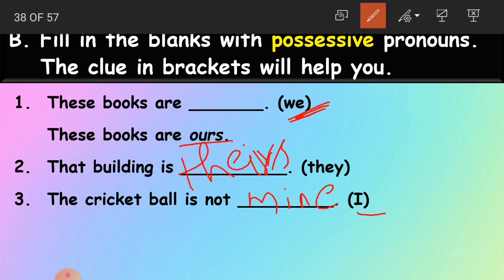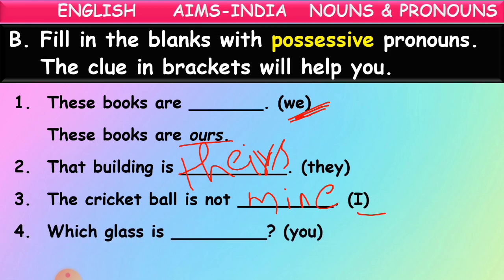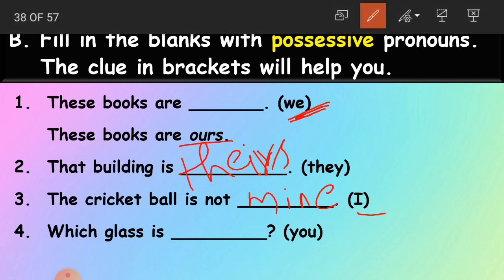Clear, children? Are you able to follow? So this is how we have to make the possessive pronouns. Which glass is dash? That is you. You is the personal pronoun here. That becomes what? Yours. Which glass is yours?